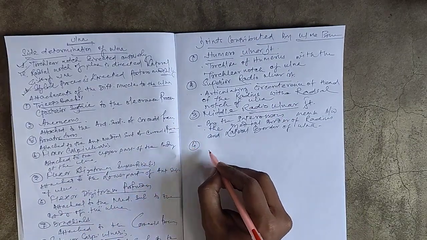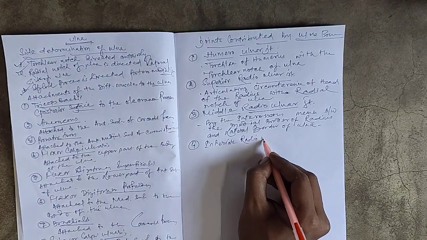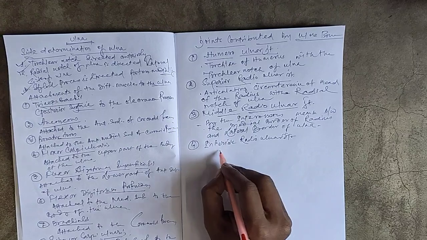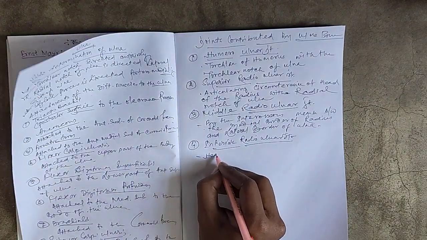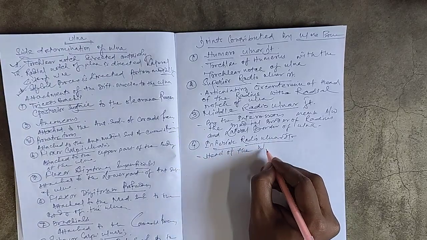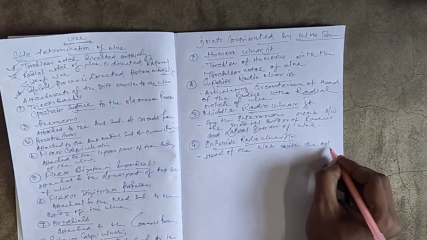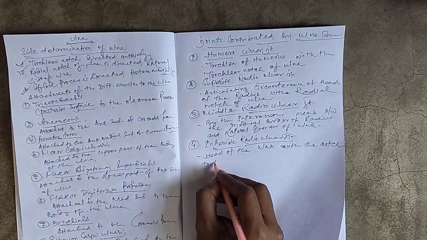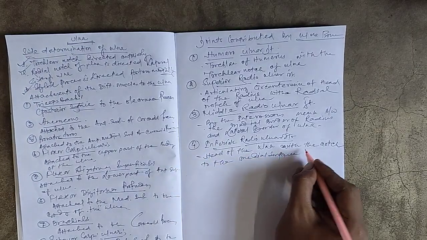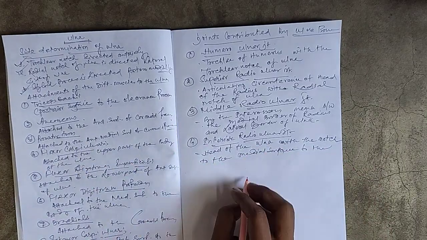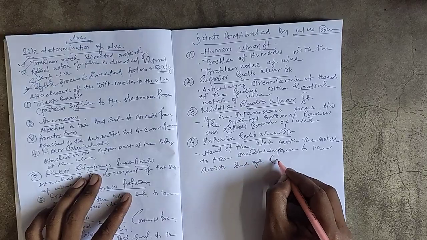Now the fourth joint, that is the inferior radioulnar joint, and it is formed by the head of the ulna with the notch on the medial surface of the lower end of the radius.